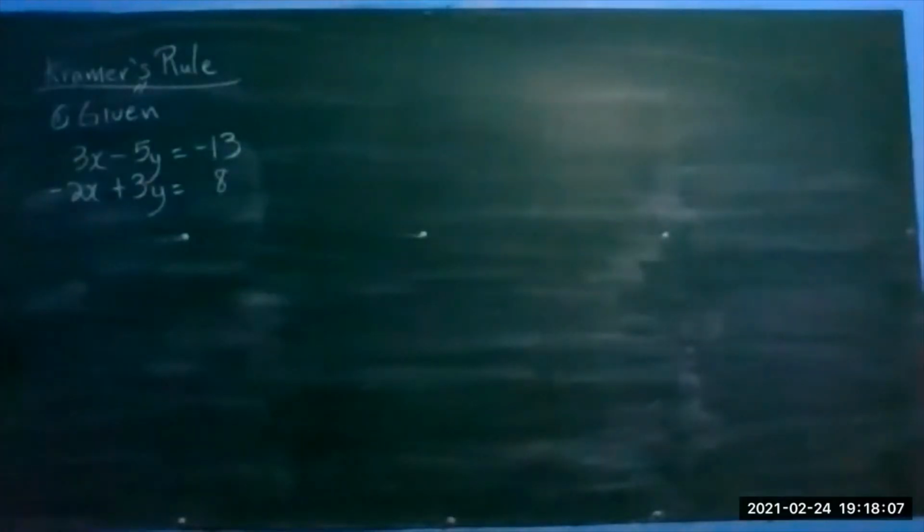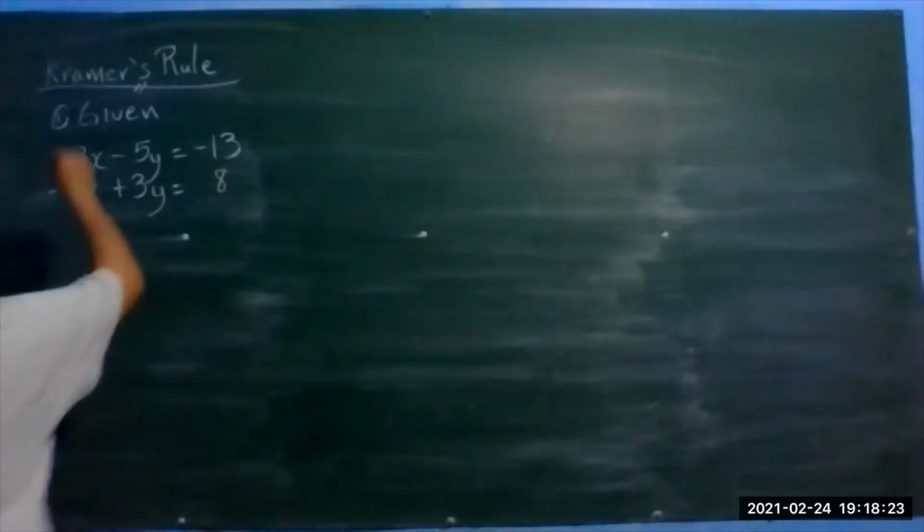Good night once again. So we're looking at Cramer's rule. Again, we're not doing the entire thing. We're looking at the first step. So it says given 3x minus 5y equals negative 13, negative 2x plus 3y equals 8.